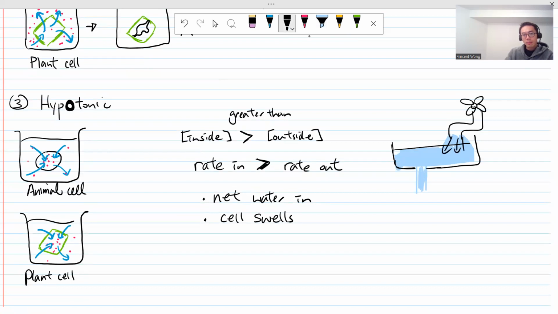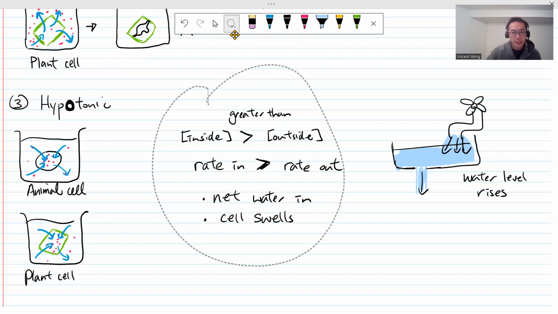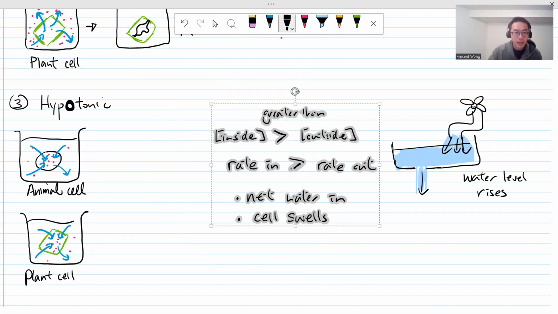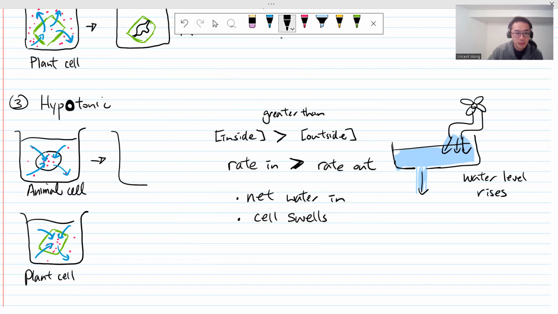So a lot of water coming in, but it's not really draining. So water level rises, right? And eventually it's gonna overflow. And it's gonna spill. And that's what's gonna happen with our animal cell. The animal cell will pop. It will explode. This is called lysis. Burst.